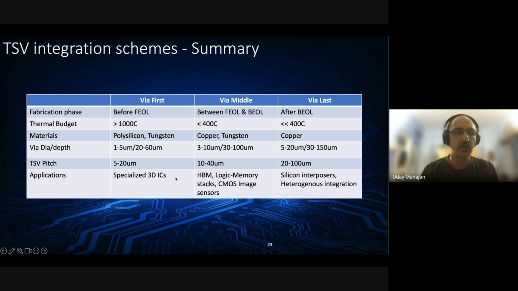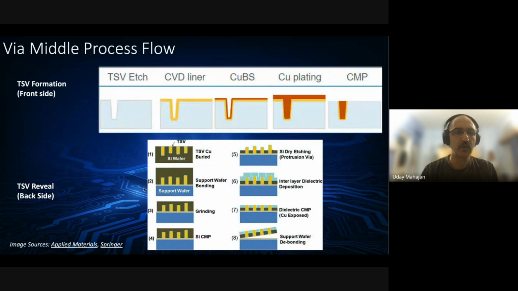So TSV last is typically used where the fine pitch connections are done not through TSVs, but through newer and cheaper techniques like hybrid bonding and redistribution layers, which we will not cover in this talk, because those are talks in themselves. What we will spend a little bit of time on now is the TSV middle process flow.